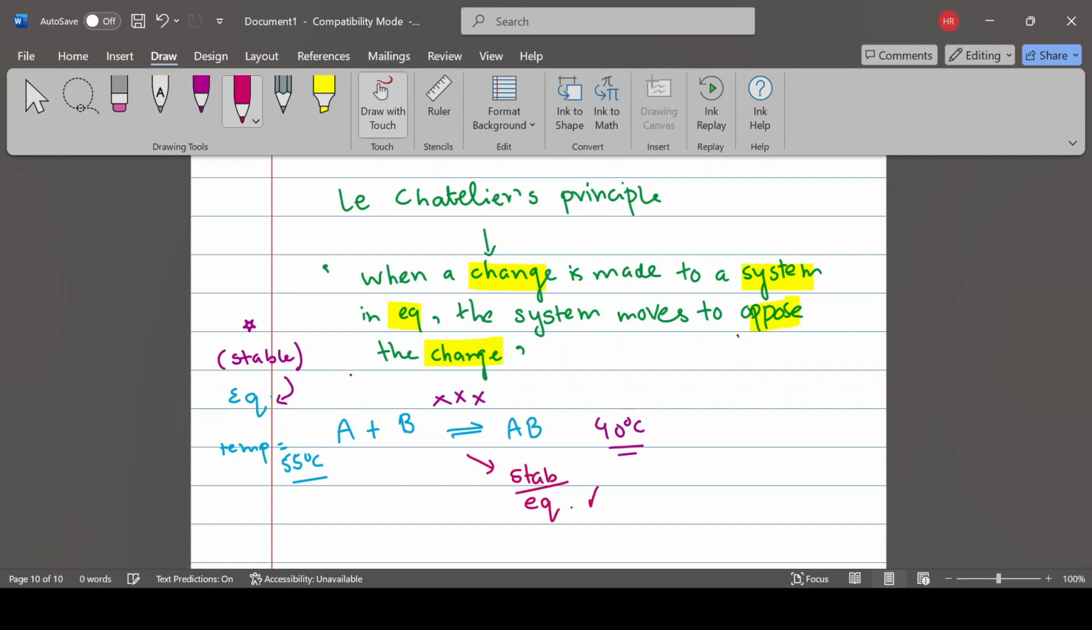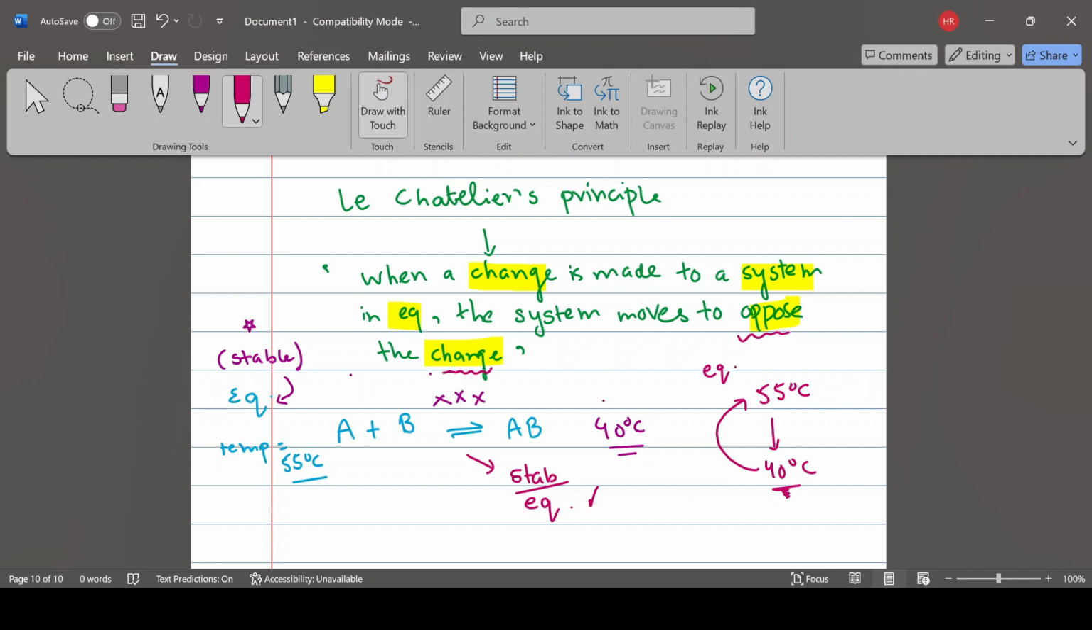That's where opposing the change comes in. What that means is the temperature was 55 degrees Celsius, you decreased it to 40 degrees Celsius. It's going to oppose this change in the temperature that you have just made and will try to go back to the 55 degrees Celsius temperature so it can achieve the equilibrium point again. That's what we mean by opposing the change.